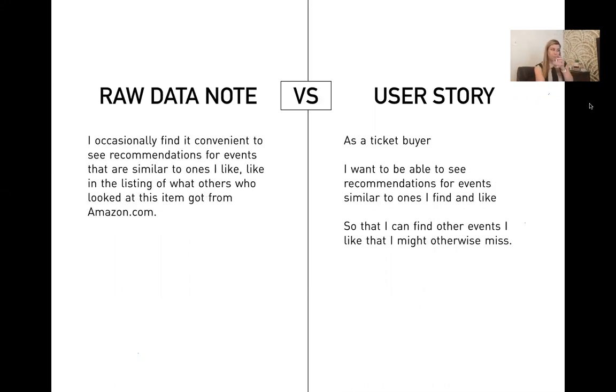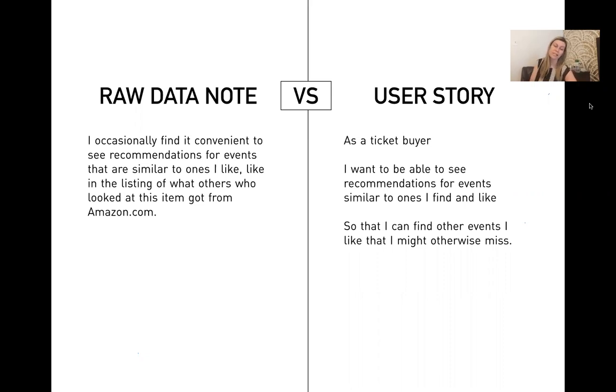We've got another raw data note for you, and this is my last example, I promise, but I think these are really helpful just for understanding how to actually write a user story. So the raw data note here reads, I occasionally find it convenient to see recommendations for events that are similar to ones I like, like the listing of what others who looked at this item got from Amazon.com. So as a ticket buyer, that's our who. As a ticket buyer, I want to be able to see recommendations for events similar to ones I find and like, so that I can find other events that I like that I might otherwise miss. So that's their reason for wanting this feature.